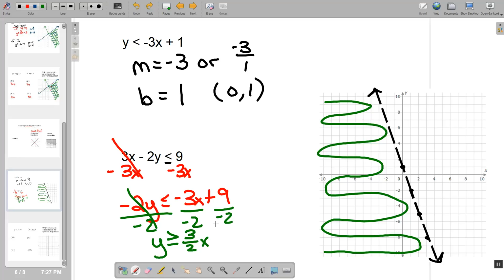I'm going to make this +3/2 x minus 9/2, which I'm going to write as the decimal 4.5 or 4 5/10, which means our slope is 3/2, and our b value is -4.5. And the reason why I wanted to graph one of these is to show you that you could plug in numbers into each equation and see if it makes a true or a false statement. But honestly, for some of these, it's easier to just graph it and then see where the ordered pair lies.